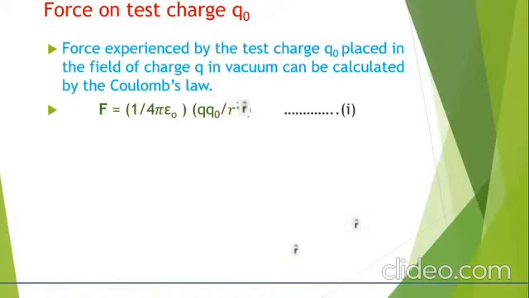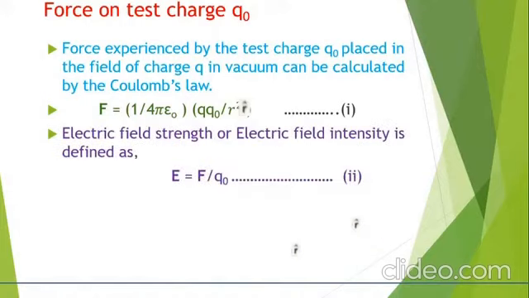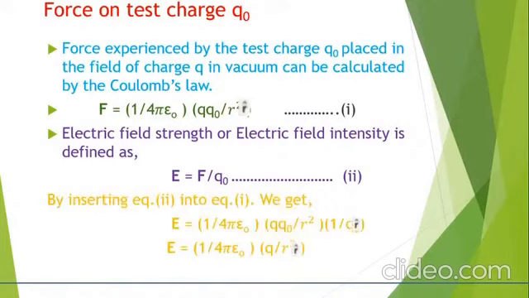And by the definition of the electric field intensity, which is equal to the force divided by q naught, by inserting the value of F in equation number 2 from equation number 1, we finally get the equation E equals 1 over 4 pi epsilon naught, q over r squared, which is the result of electric field intensity or electric field strength.